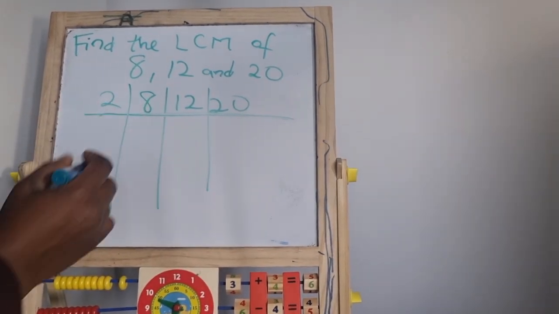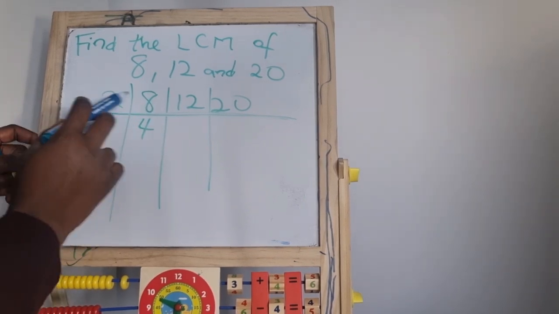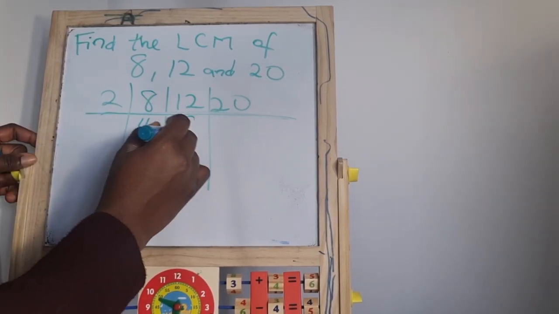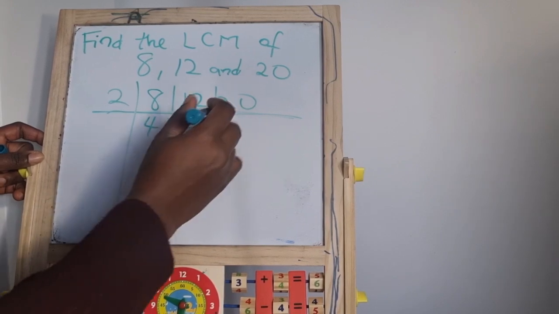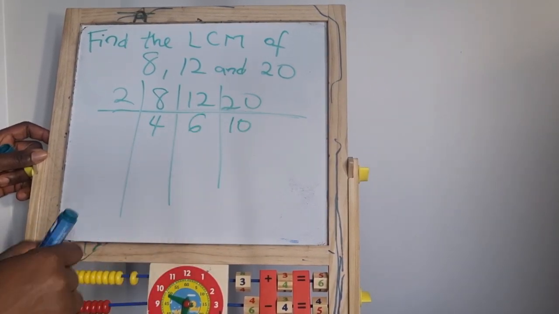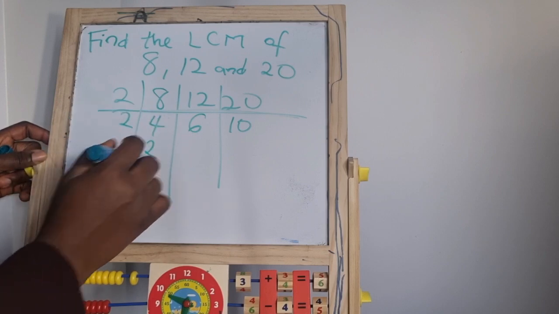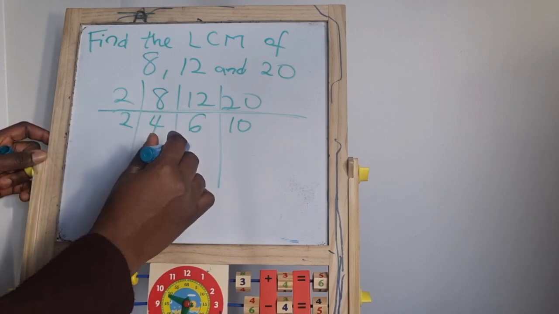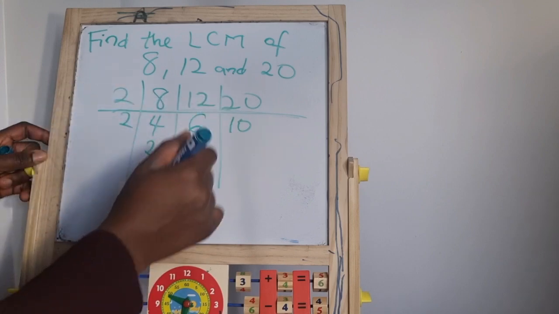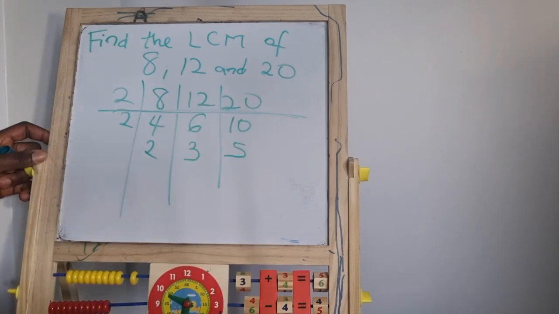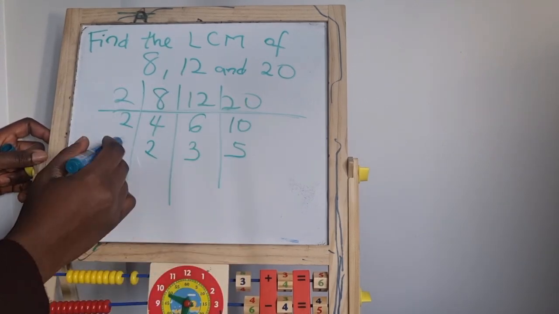2 will go in 8 how many times? 4. 2 will go in 12 6 times. 2 will go in 20 10 times. Then we use 2 again. 2 will go in 4 2 times. 2 will go in 6 3 times. 2 will go in 10 5 times. We use 2 again till there is no 2 here again.